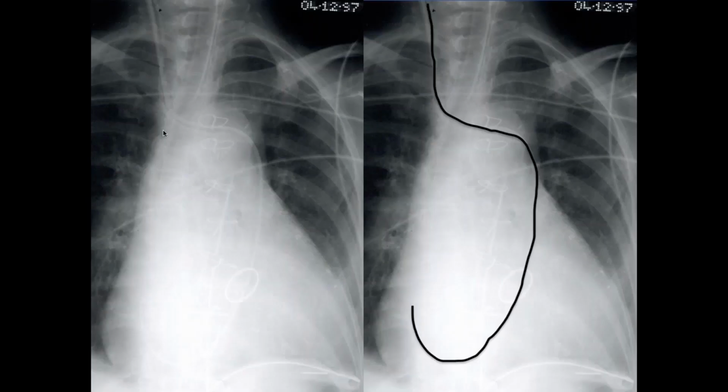Don't forget normal variants. This is a left-sided SVC. I've done a diagram on the right-hand side to demonstrate the course of the left-sided SVC. So there are two lines here, both of which are taking a turn to the left, meaning that there's no right-sided SVC. The left-sided SVC then goes behind the heart, behind the left atrium, and inserts into the right atrium via the coronary sinus.